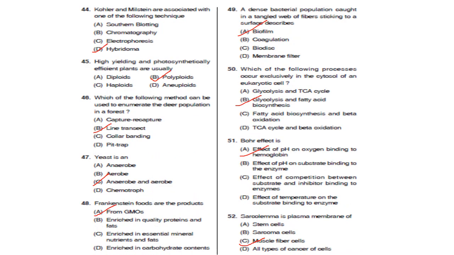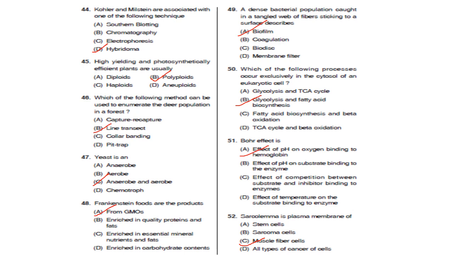Then next one. Kohler and Milstein are associated with hybridoma technologies for production of monoclonal antibodies. Answer is option D. Then high yielding and photosynthetically efficient plants are usually polyploids. Answer is B. Which of the following methods can be used to enumerate the deer population in a forest? So it is line transect method.